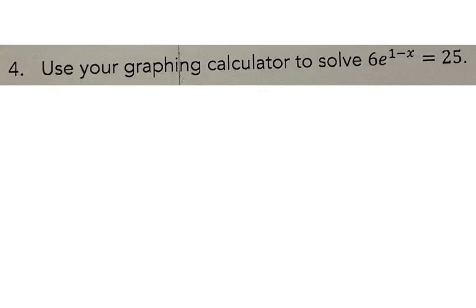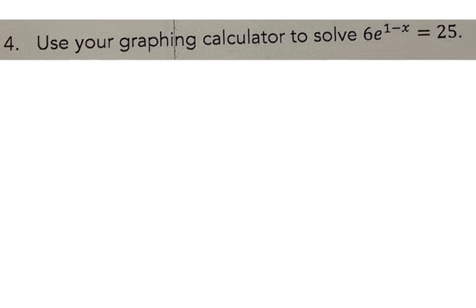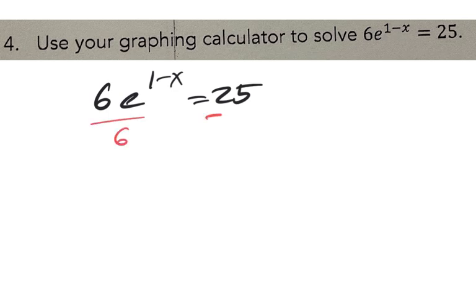This says use your graphing calculator. Well, I'm going to do this without a graphing calculator because I don't like using my graphing calculator. I could solve this without one. So let's just trust our steps. What would I need to do in order to isolate the x? Divide by 6. But that's going to give us a decimal, so let's just leave it as a fraction.